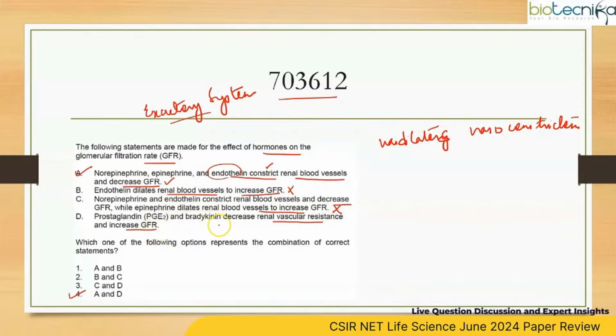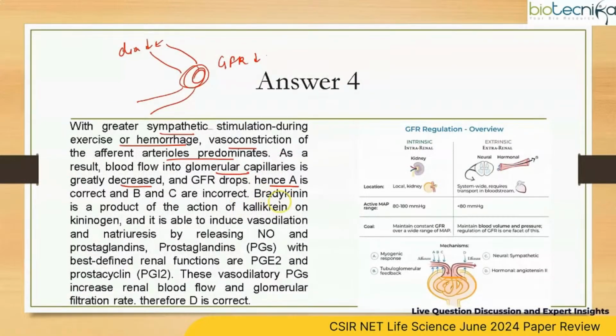D, prostaglandins and bradykinin decrease renal vascular resistance and increase GFR. So what they do: bradykinin is a product of the action of kallikrein on kininogen. Bradykinin induces vasodilation, so it will increase the blood flow, as well as natriuresis, which means it will allow the sodium to move out. In turn, how does bradykinin do that? By releasing NO and prostaglandins.